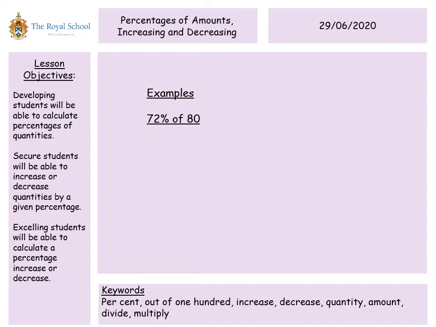So 72% of 80, well, we could get 50% of it, so we've got a total of 50% so far. We can add a 10% to that, that gets us up to a total of 60% of the number. Another 10%, we've got a total of 70% of the number, and then we can add 2 1%, and this will give us a total of 72%. So if we add up those key percentages that we've worked out, we'll end up with 57.6.